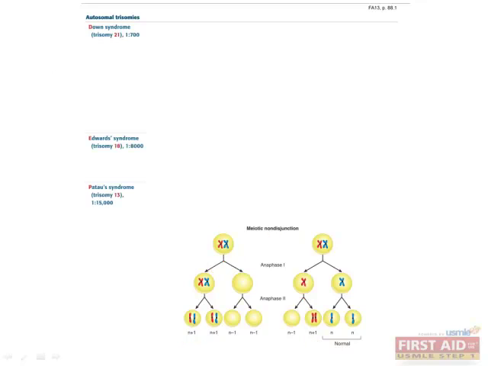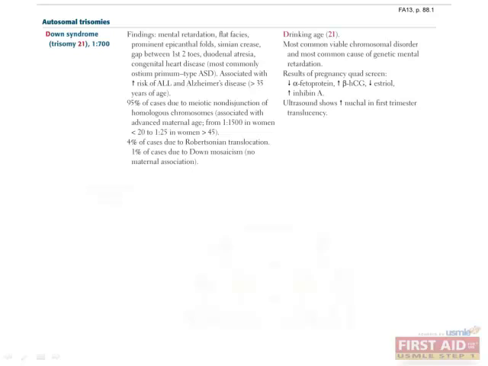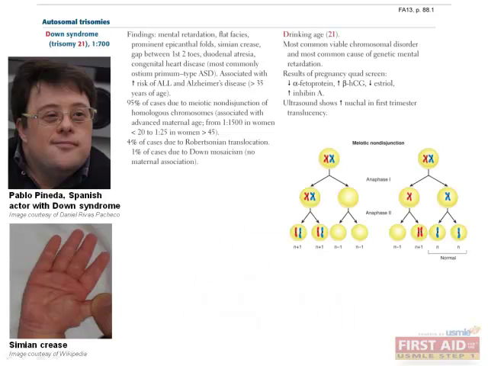The 3 most common trisomies are trisomy 21, or Down syndrome, trisomy 18, or Edwards syndrome, and trisomy 13, or Patau syndrome. Trisomies of the other chromosomes are not viable. Down syndrome is the most common, with a prevalence of 1 in 700 people, and is the most common cause of mental retardation. Patients often have several classical characteristics, including flat faces, prominent epicanthal folds, which are the folds of skin in the medial aspect of the eyes, and a simian crease, which means there is only one fold in the skin across the palm.